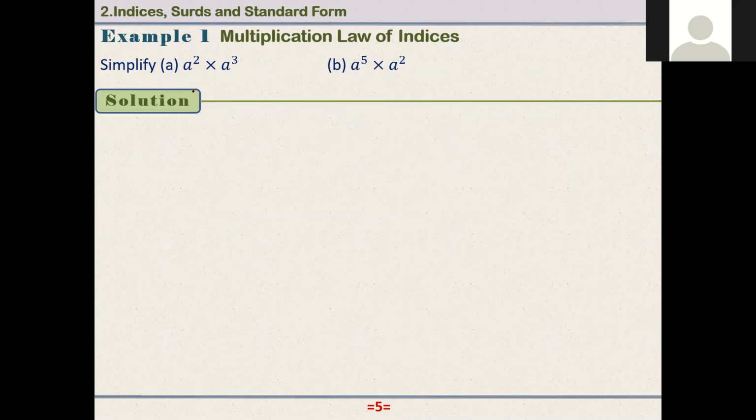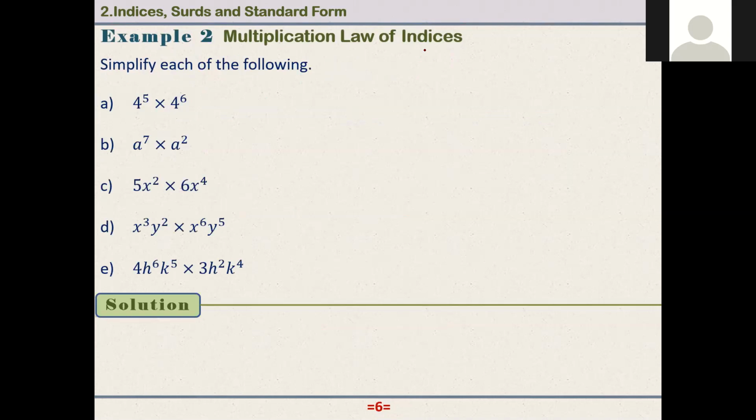Using that multiplication law, here we have a squared times a cubed. What is it? We should just write a, right? Bases are the same, and add their exponents. So 2 plus 3, that's equal to a to the power 5. And how about here? Bases a, adding their exponents, that's equal to 7.